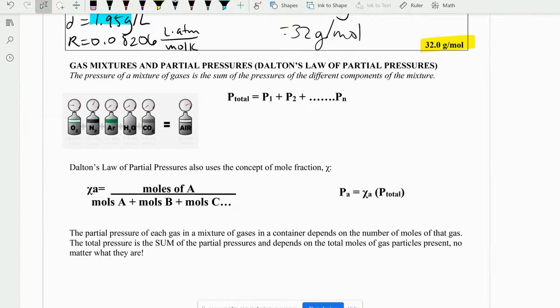So right now we're going to get into a big concept on gas mixtures and partial pressure. One of the things that we always refer to this as is Dalton's law of partial pressures. You are going to find that your AP reference sheet gives you these formulas.